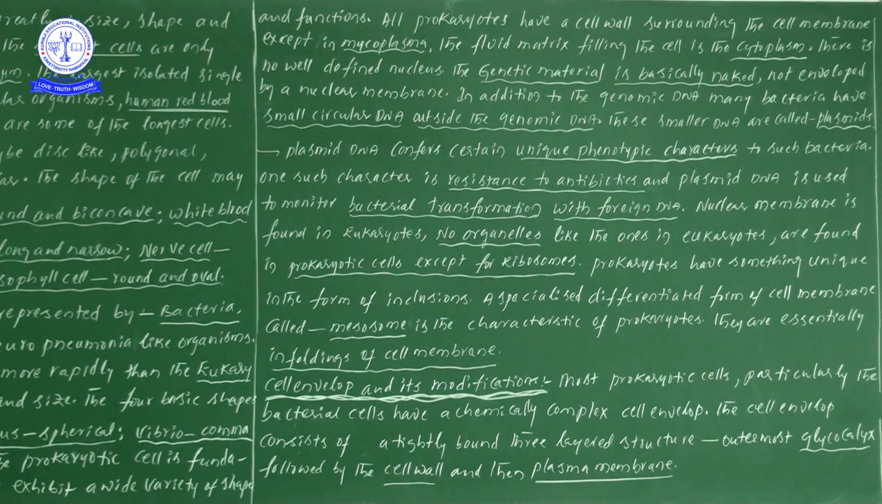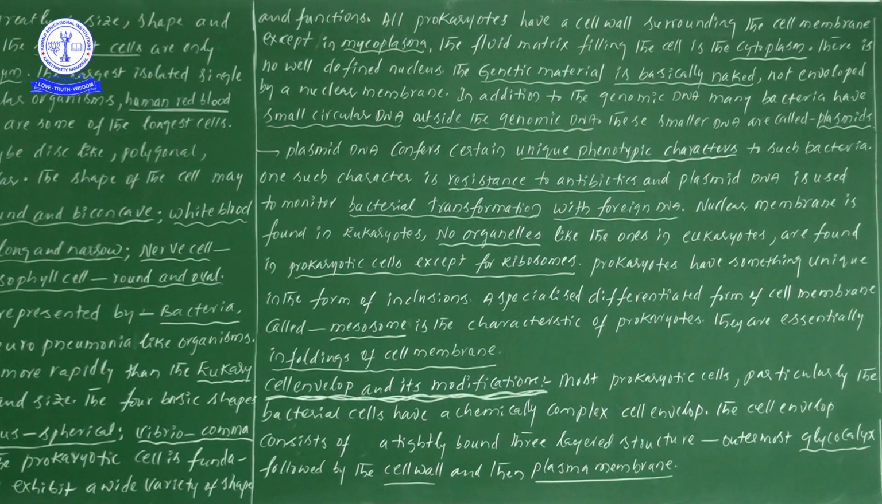Understand well. Now, the 3 layers are there. The outermost protecting layer is glycocalyx. And this particular glycocalyx is followed by the cell wall. Next, this cell wall is followed by the plasma membrane. Now from outside to inside, the outermost protecting layer is glycocalyx. I didn't write outermost protecting layer, but through my voice you can get it. So the outermost protecting layer is glycocalyx, later followed by cell wall and then followed by plasma membrane.